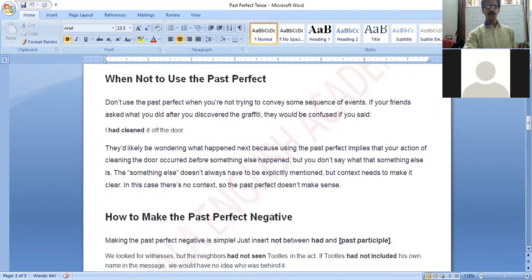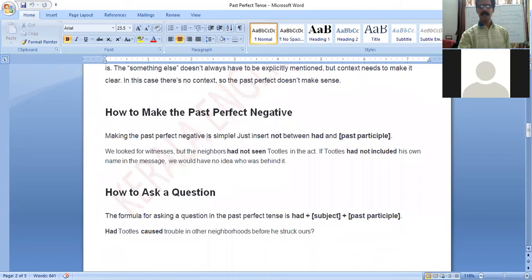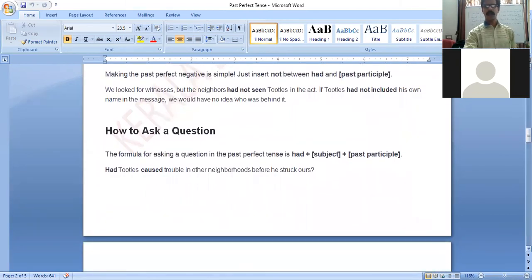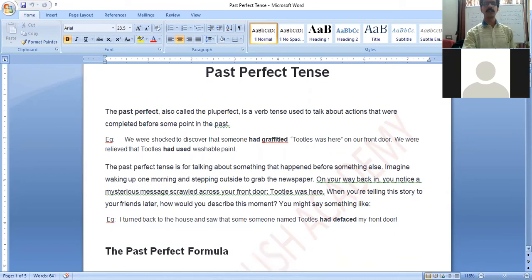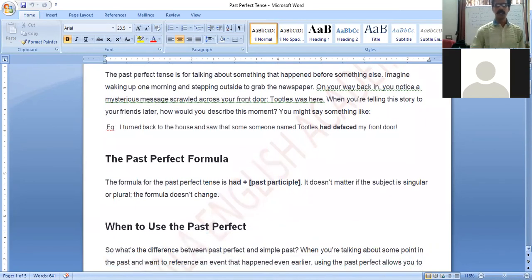Then how to make the past perfect negative, already we know, just add hadn't or had not. How to ask questions also: had is used at the beginning for a yes or no question. And if it is a WH question, what, which, when, why, how, who, whom, whose, all these question words are used at the beginning of the sentence.